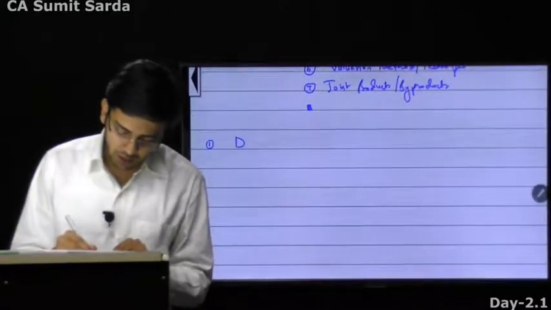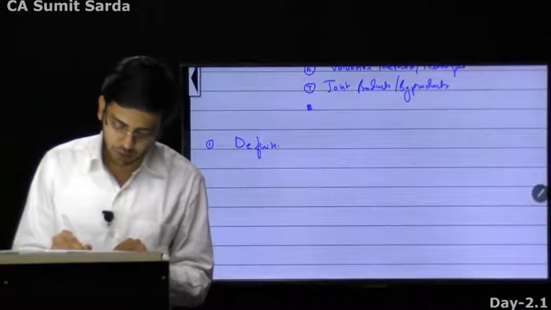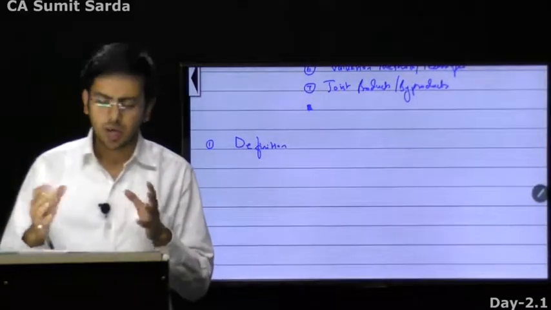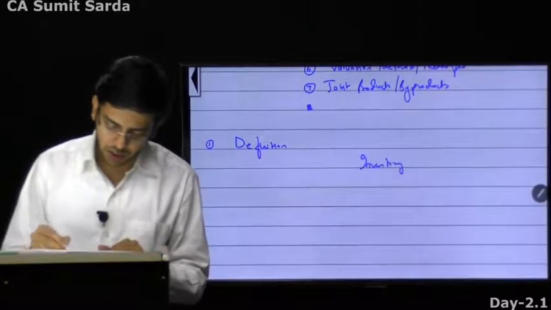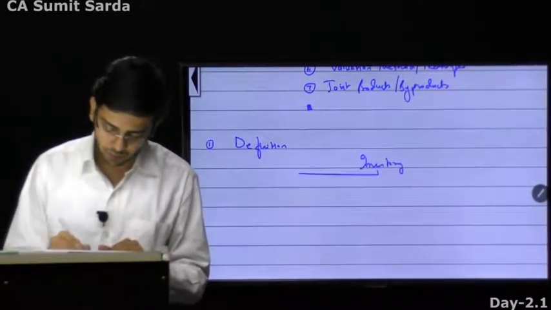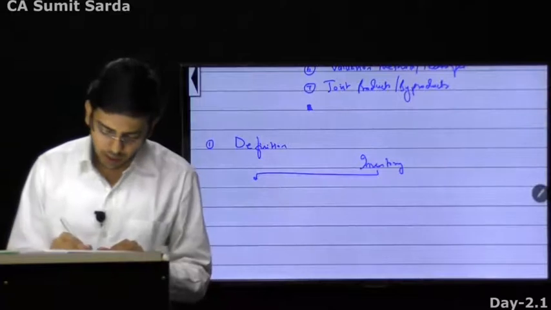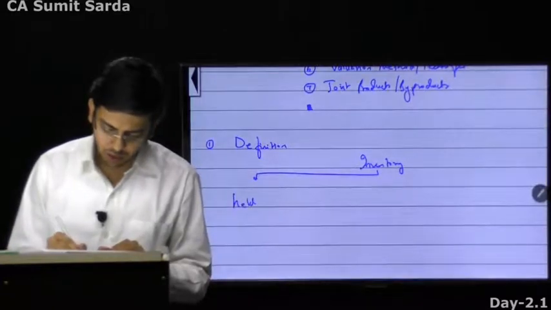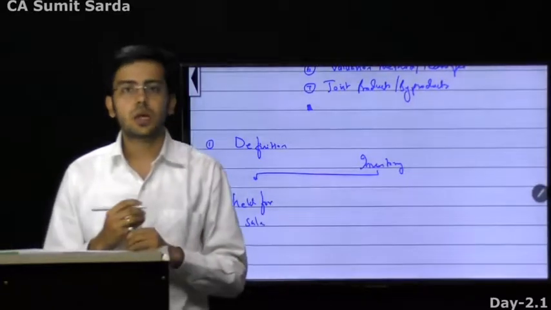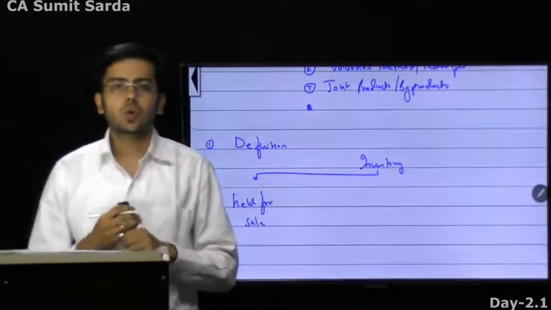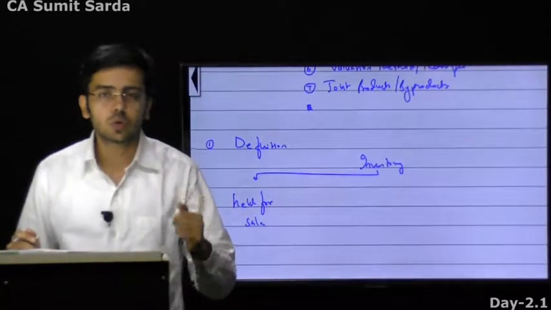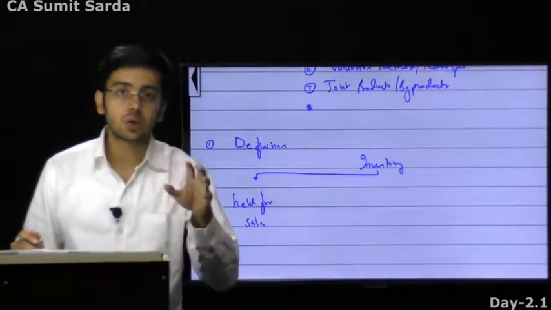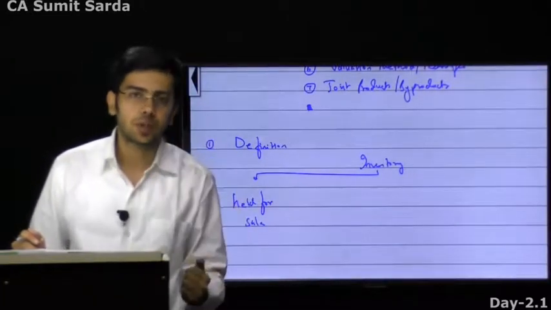The thing is definition. Now what do you mean by inventory? Inventory has a very basic definition, which says that inventory includes anything that is held for sale. Anything that is held for sale. So when I enter into a showroom and if I am purchasing any clothes, the clothes are the inventory held by the showroom person because it is something that is held by them for sale.